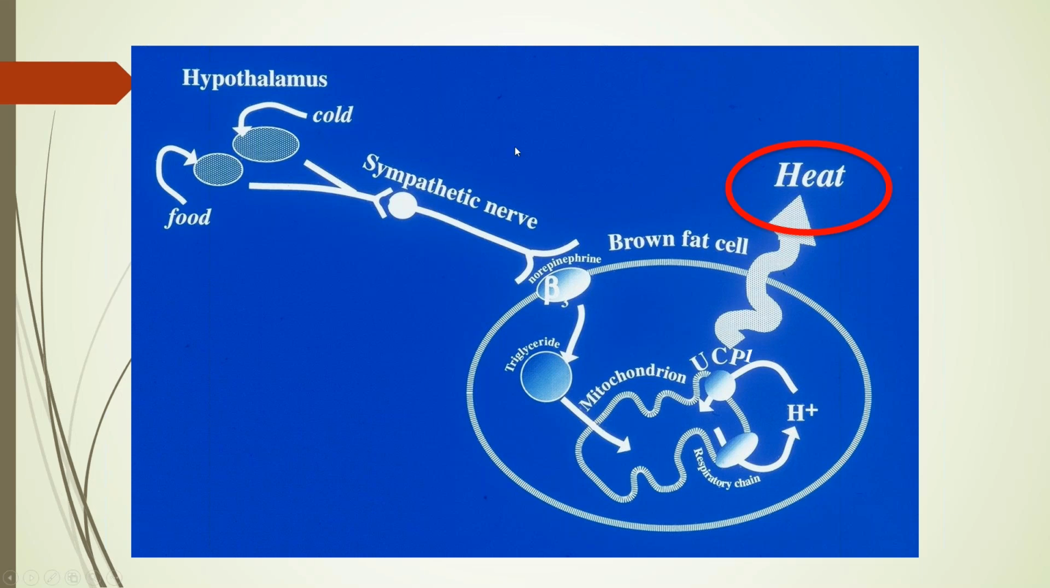So when there is a sense of cold in the hypothalamus, it tells your sympathetic nervous system to secrete a hormone known as norepinephrine. It acts on the G-protein coupled receptor, which is a beta-3 adrenergic receptor, and activates the protein kinase A pathway. If you remember the lipolysis pathway we studied in liver and the white adipose tissue, it is very similar to that pathway. The triglycerides are degraded in response to this. Free fatty acids are transported into the mitochondria where beta oxidation happens.